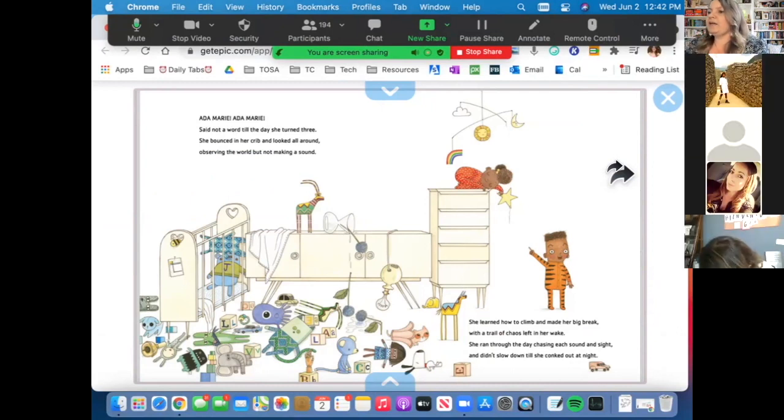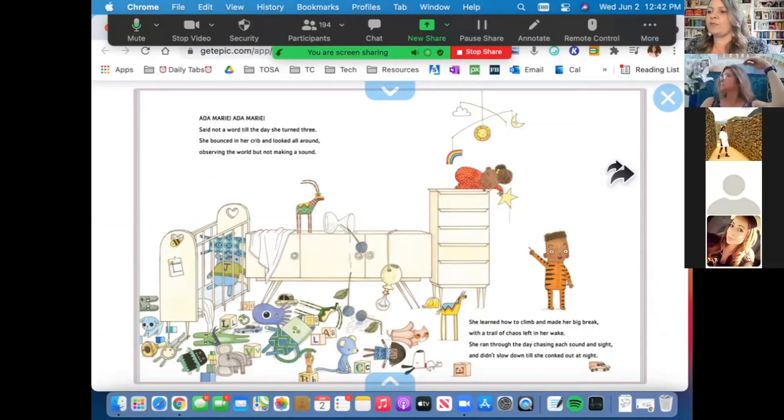Ada Marie said not a word till the day she turned 3. She bounced in her crib and looked all around, observing the world, but not making a sound. She learned how to climb and made her big break with a trail of chaos left in her wake. She ran through the day chasing each sound in sight and didn't slow down till she conked out at night.